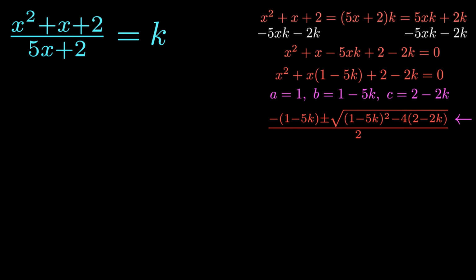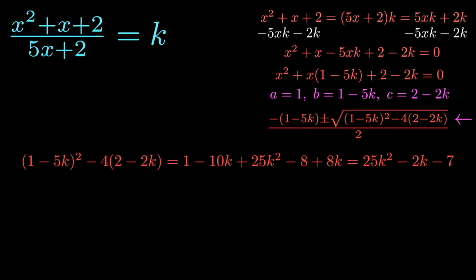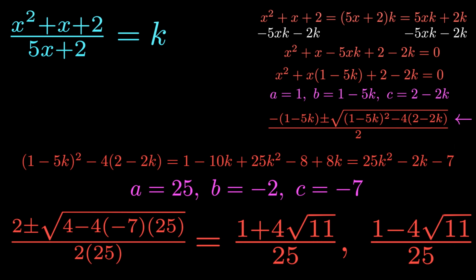Expanding it, we have 1 minus 5k squared minus 4 times 2 minus 2k, which is 1 minus 10k plus 25k squared minus 8 plus 8k, and that simplifies to 25k squared minus 2k minus 7. This is again a quadratic equation with the following coefficients: a equal to 25, b equal to minus 2, and c equal to minus 7. We can use the quadratic formula to determine the roots of our quadratic. We have 1 plus 4 times the square root of 11 divided by 25, and 1 minus 4 times the square root of 11 divided by 25.